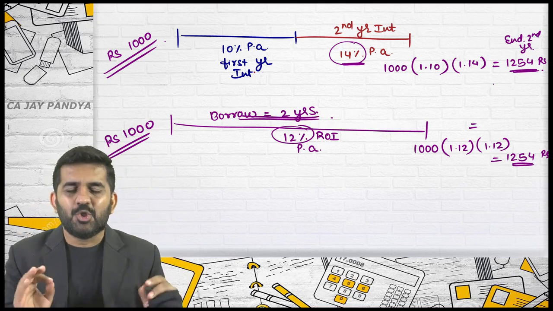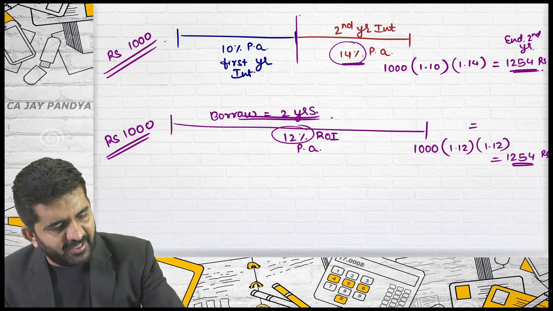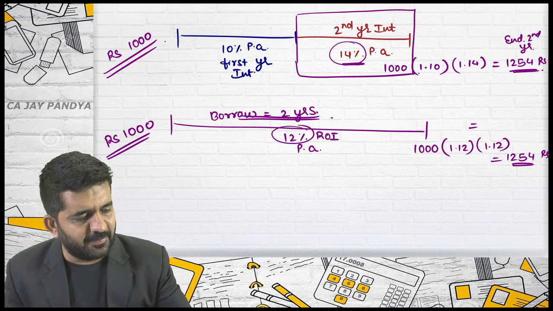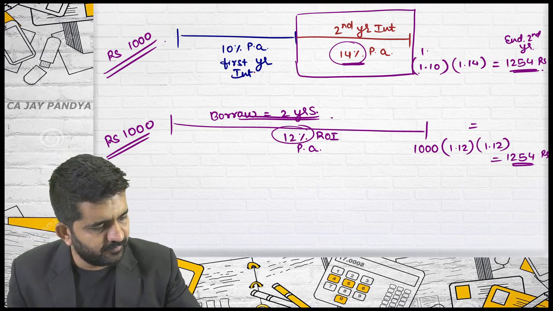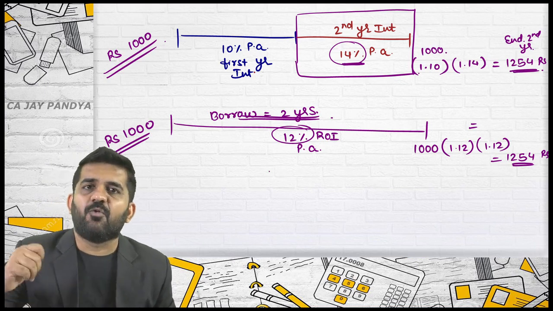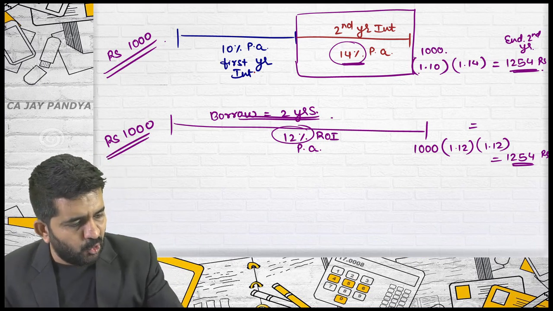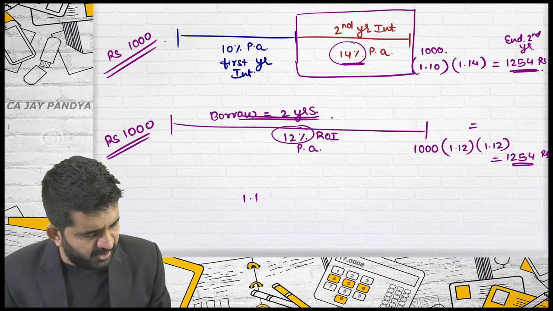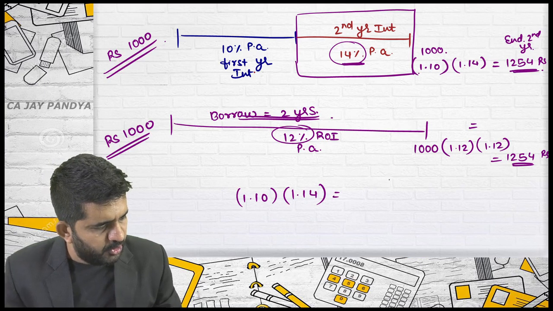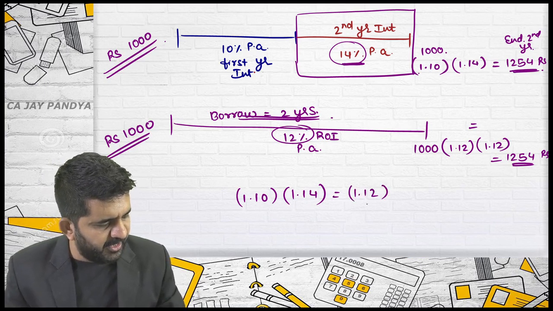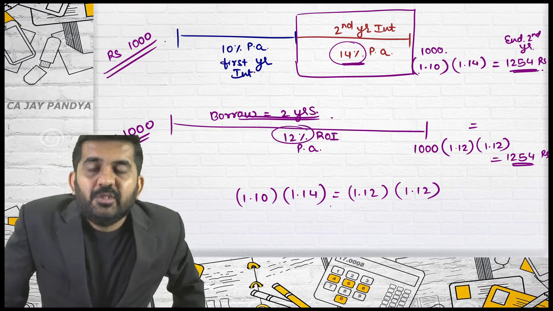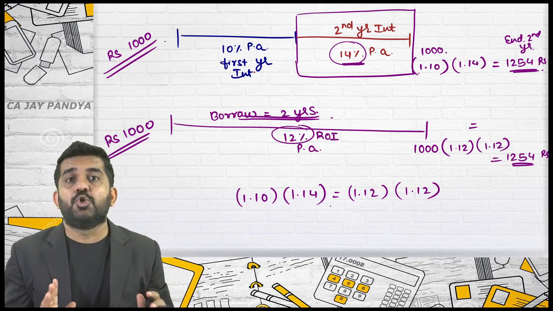So, when you want to find out this percentage, see here I have taken 1,000 as a base. You can take 1 rupee as a base. So, these two figures, 1.10 and 1.14, should be equal to 1.12 into 1.12. Both sides should be equal.